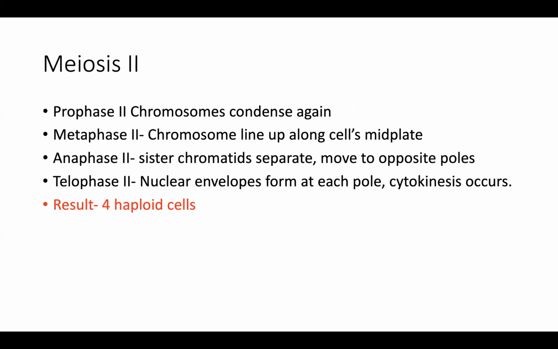Then meiosis II, it sort of repeats itself, right? PMAT happens again. Chromosomes condense, they align, they start to move towards opposite ends of the poles. Nuclear envelopes form around each pole. Cytokinesis occurs again. Now we have our 4 haploid daughter cells at the end of meiosis II. Okay.